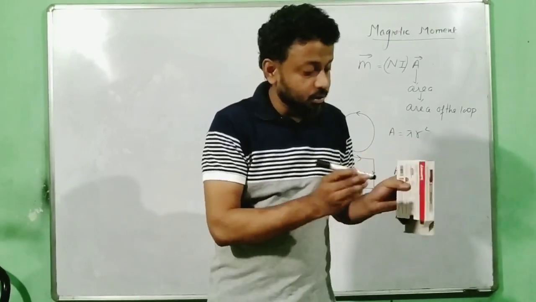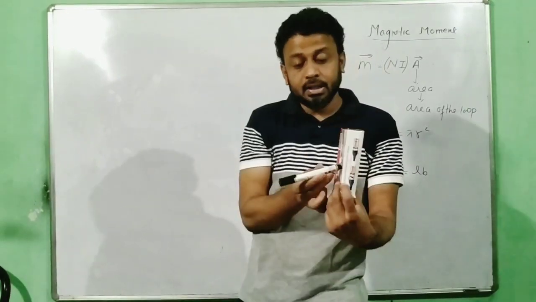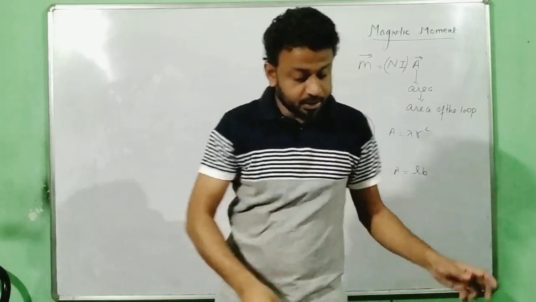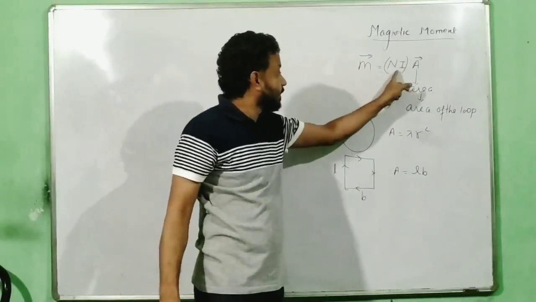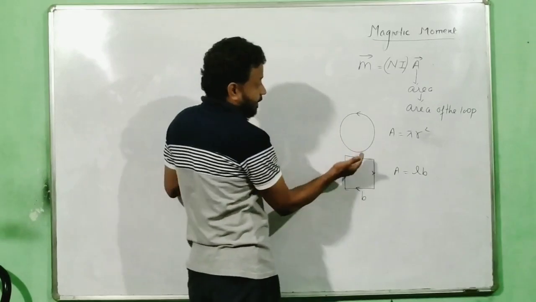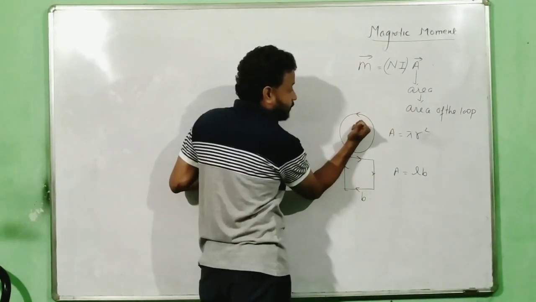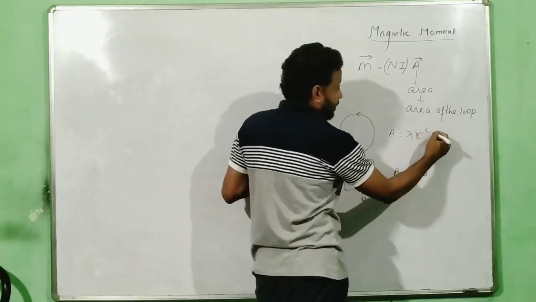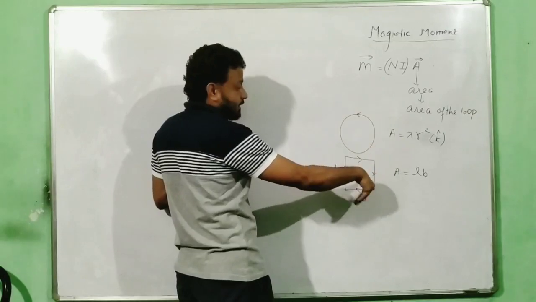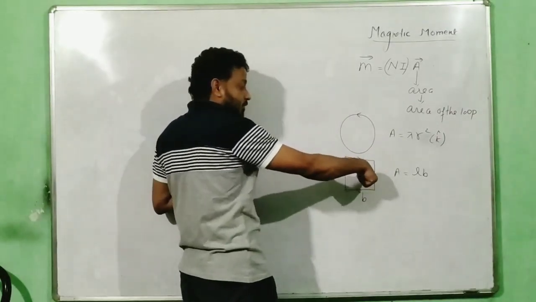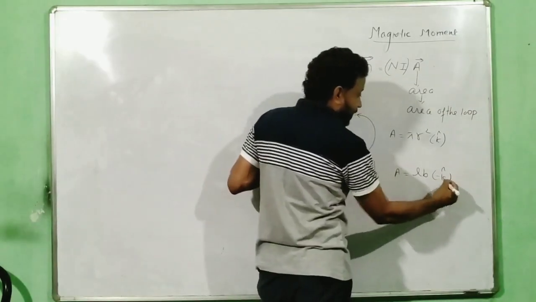Now, either this or the other side is also perpendicular. So which one to take? To decide, we use the direction of current. If my current is anti-clockwise, then the area vector will be like this, plus k cap. And if my current is clockwise, then the area vector will be perpendicular to the surface but inward, so minus k cap.